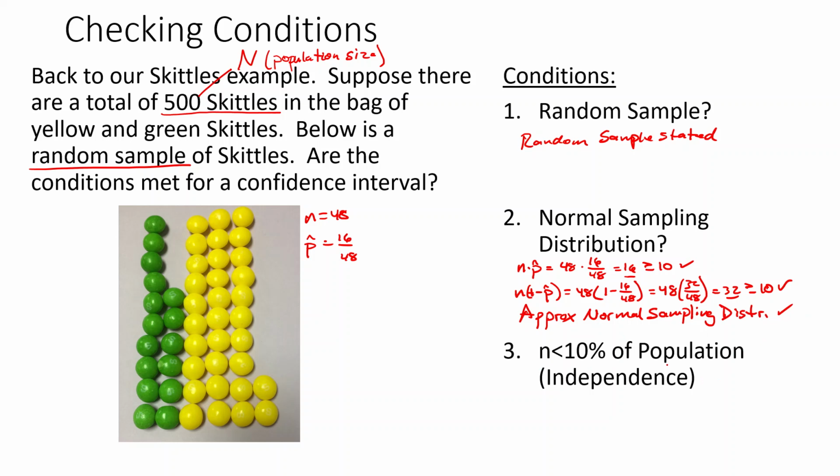Is n less than 10% of the population? So our sample size was 48. Is that less than 10% of 500? Well, 10% of 500 is 50. So yep, that checks out. So we have independent samples. All right, so there's our three conditions. They all work out.